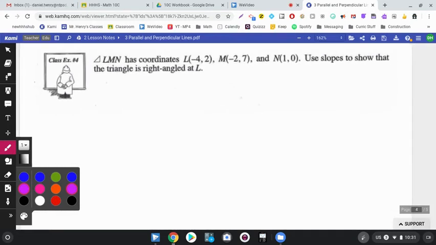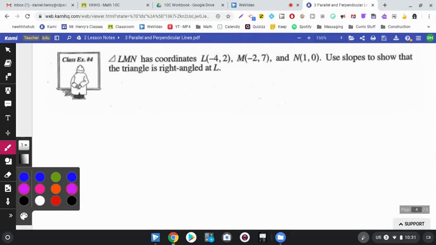Question number 4. Triangle LMN has coordinates (-4, 2), (-2, 7), and (1, 0). Use slopes to show that the triangle is right angled at L. All right, this is an interesting application. And what it's kind of saying is we can actually use this idea of perpendicular slopes, perpendicular meaning 90 degrees, to prove that something is right angled.